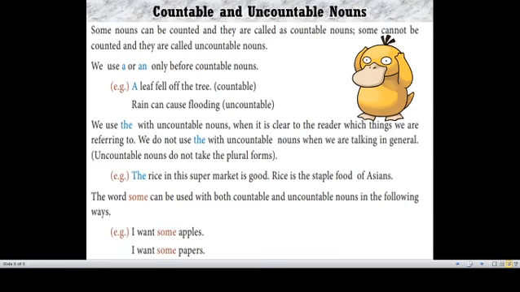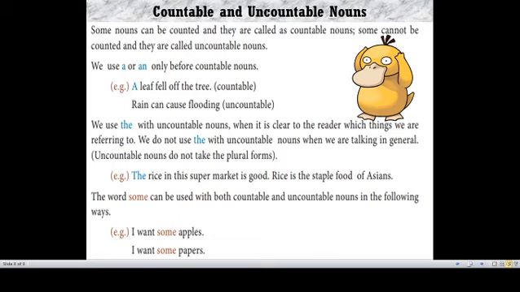Some nouns can be counted and they are called countable nouns. Some cannot be counted and they are called uncountable nouns. Countable nouns என்ன, உங்களுக்கு தெரிஞ்சதான். கால்குலேட் பண்ண முடியும்னா அது countable nouns. கால்குலேட் பண்ண முடியலன்னா அது uncountable. Book, pen, houses, இதெல்லாம் we can easily count. Okay, so rice, water, oil, இதெல்லாம் we cannot count. So they are called uncountable nouns.